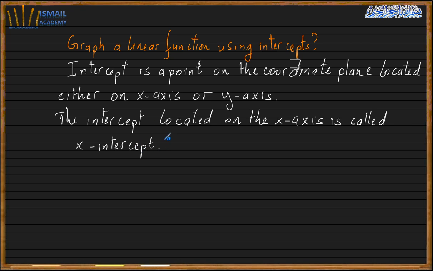It's a point defined by (x, 0). That means on the x intercept, the y coordinate is always 0. The x coordinate can be 0 or not 0, but the y coordinate must always be 0. So, an example of an x intercept.